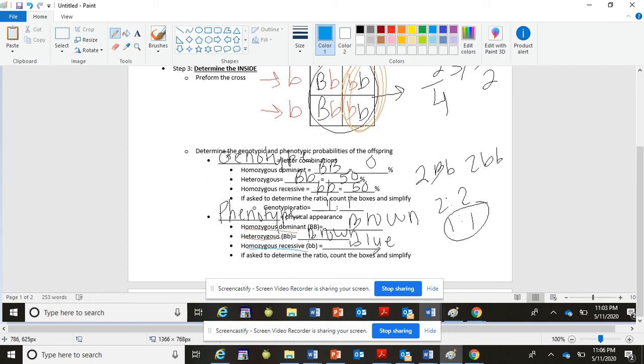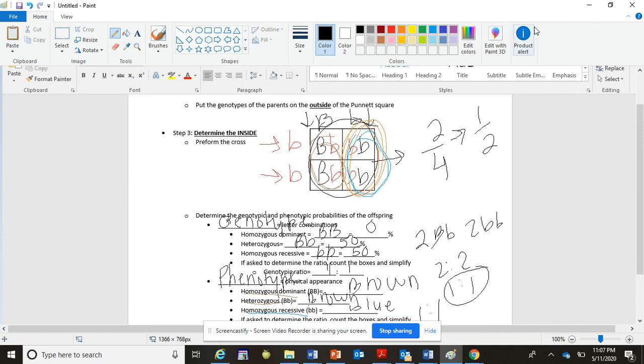For phenotype, you're always looking for a word. If asked to determine the ratio of the phenotype, you just count the boxes and simplify. So we would have 2 brown to 2 blue, and again we would have a 2 to 2 ratio, which we could simplify down to a 1 to 1 phenotypic ratio, 1 brown for every 1 blue. So there's an equal chance of having either. So that is how you do those problems.